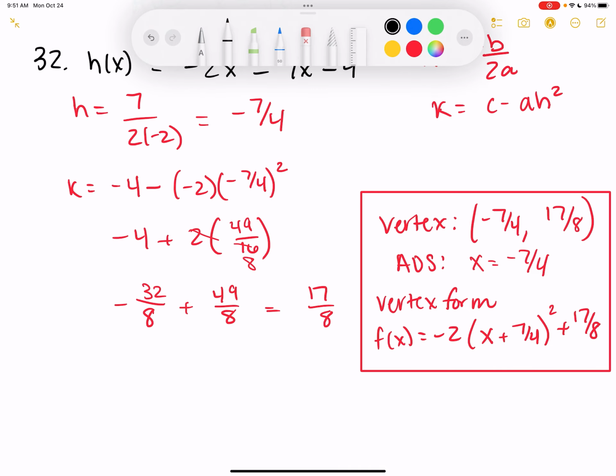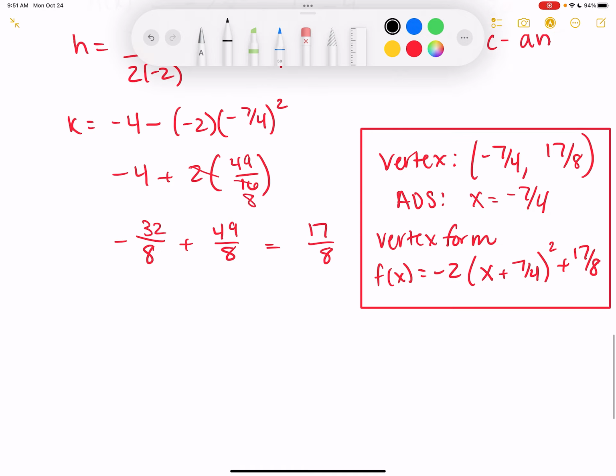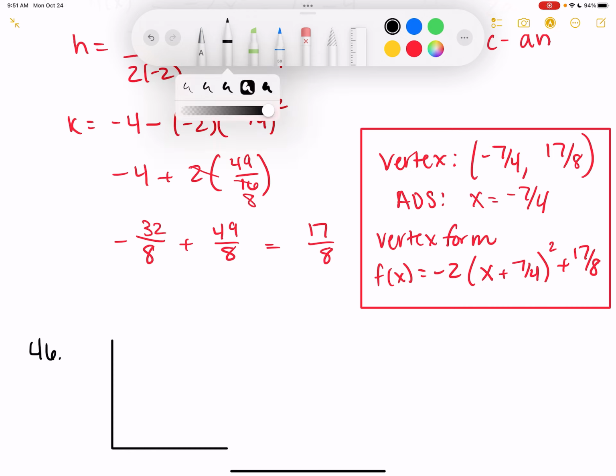All right, the last ones are just getting you ready for if you take stats. Describe the strength and direction of the linear correlation. So 46, it's got a graph with dots on it like this, and I want to know what kind of correlation it has. Strong negative. Yep, that's what I was supposed to say. Strong negative.